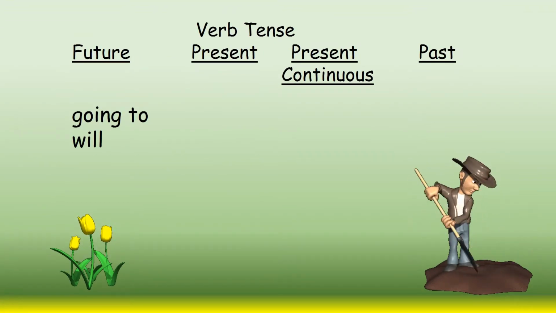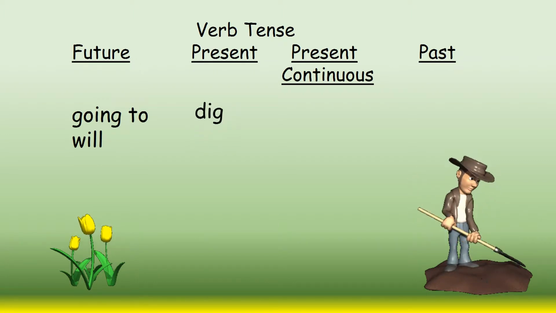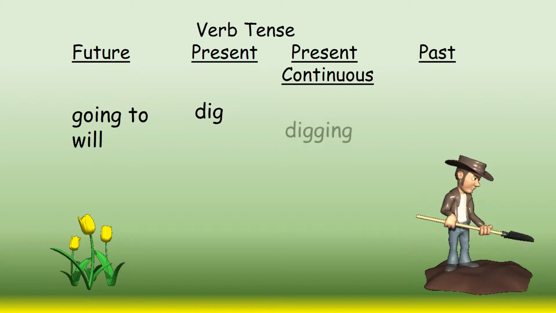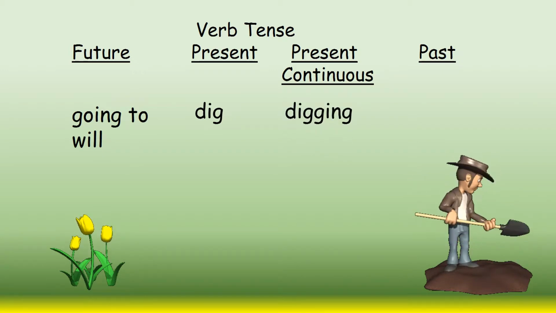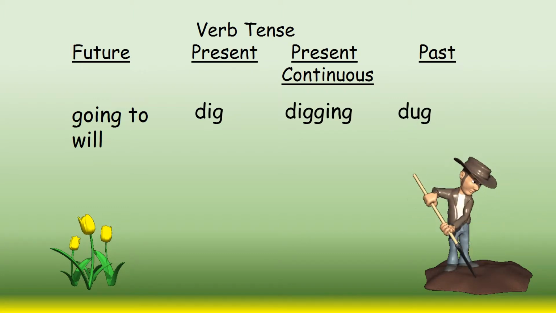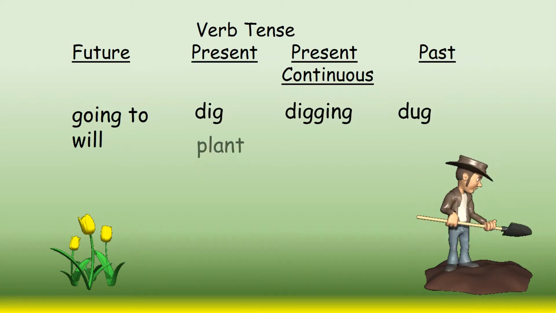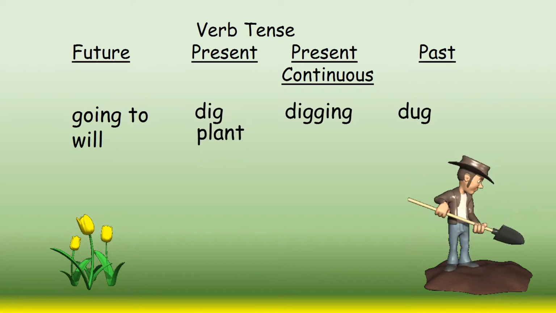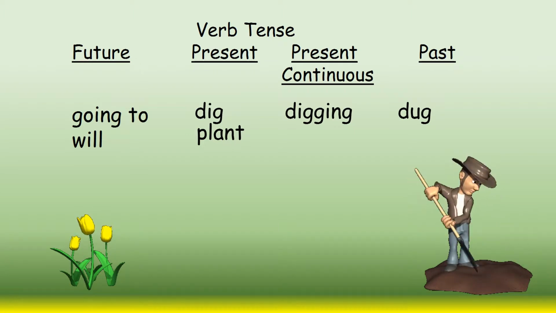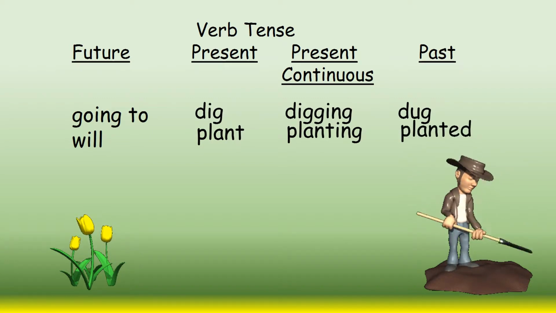Verb tense. Present tense: dig. Present continuous: digging. Past: dug. Future: going to dig, will dig. Present: plant. Present continuous: planting. Past: planted.